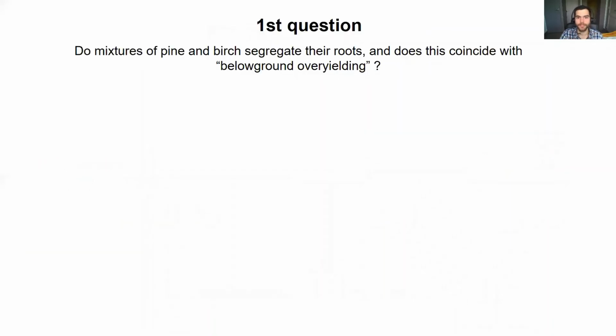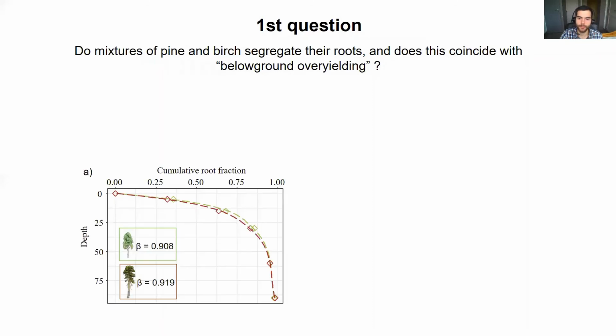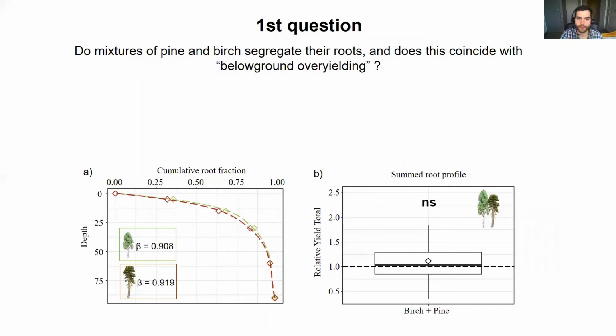The two species in our study were previously reported to have contrasted fine root distributions and fine root morphologies, with the potential to stratify further under mixture. Contrary to our first hypothesis, the vertical root distributions of pine and birch were relatively similar along the soil profile, and there was no below-ground overyielding.